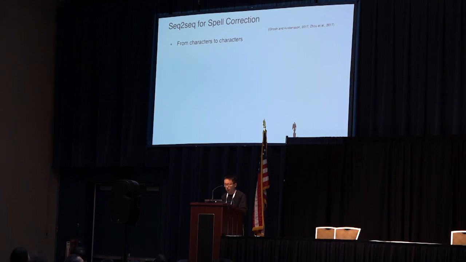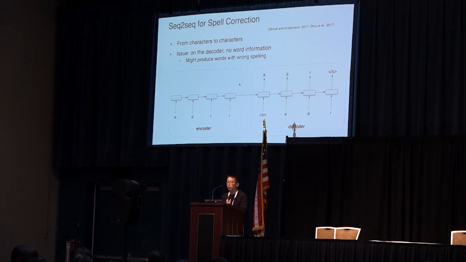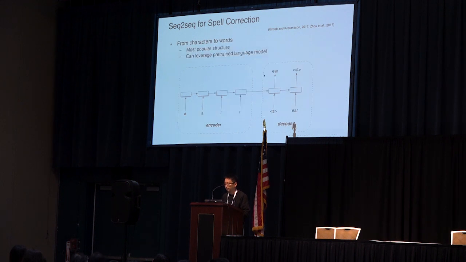Because of that, people have proposed to use another structure from characters. The encoder side is character, and the decoder side is also characters. The problem with this method is there is no word information encoded, and even though you are building a spell correction model, it's very likely you will produce wrong words because it's very hard for the model to generate correct words when the token is characters.